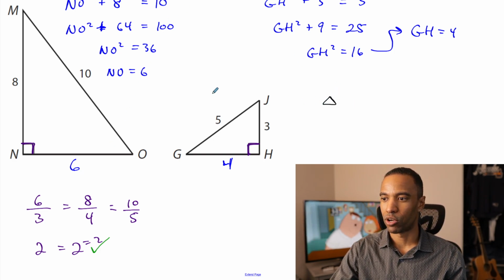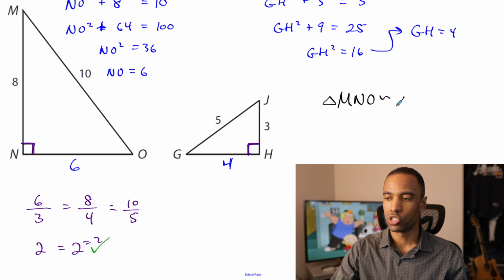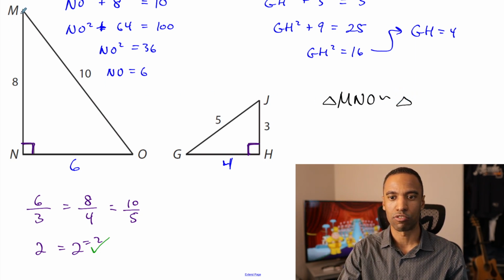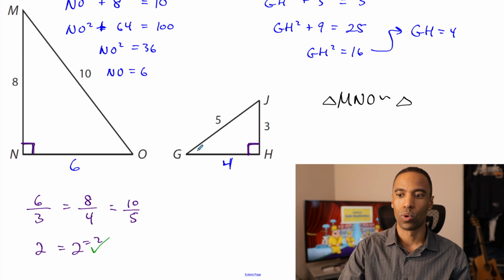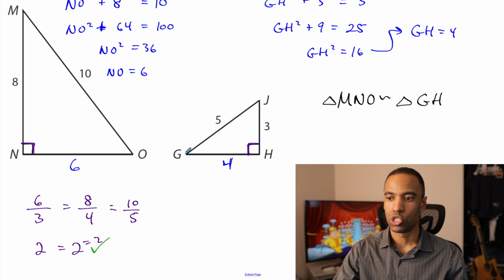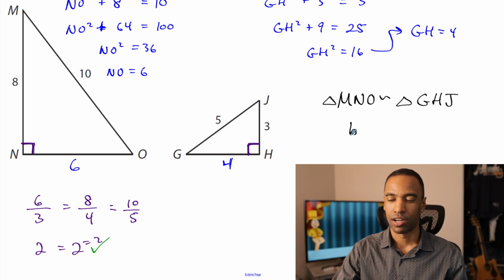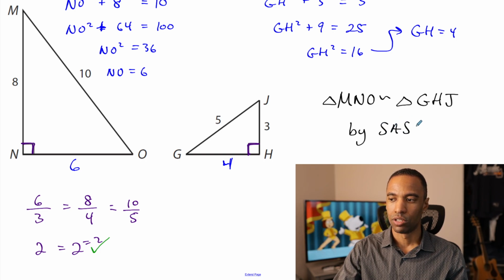Let's do this in alphabetical order. Triangle MNO is similar to triangle, okay, what corresponds? From M to N is the long leg. Where's the long leg here? G to H. G to the right angle. G to H, and then to J there. So that should correspond there by side, angle, side.